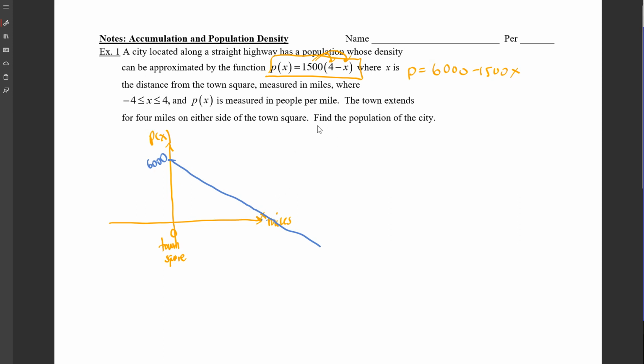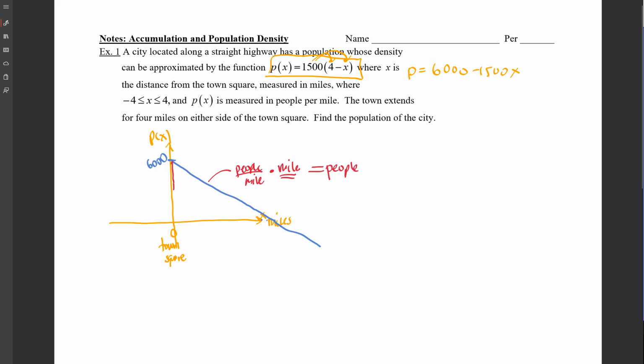And it says find the population of the city. So if this is the population density, let's look at the units for it. It's measured in, let's see, people per mile. So this is measured in people per mile, okay? And I want to find the population of the city. I want that to be equal to the number of people. So what am I going to have to multiply it by? By miles, right? All right. So let's think about it. What is a mile?